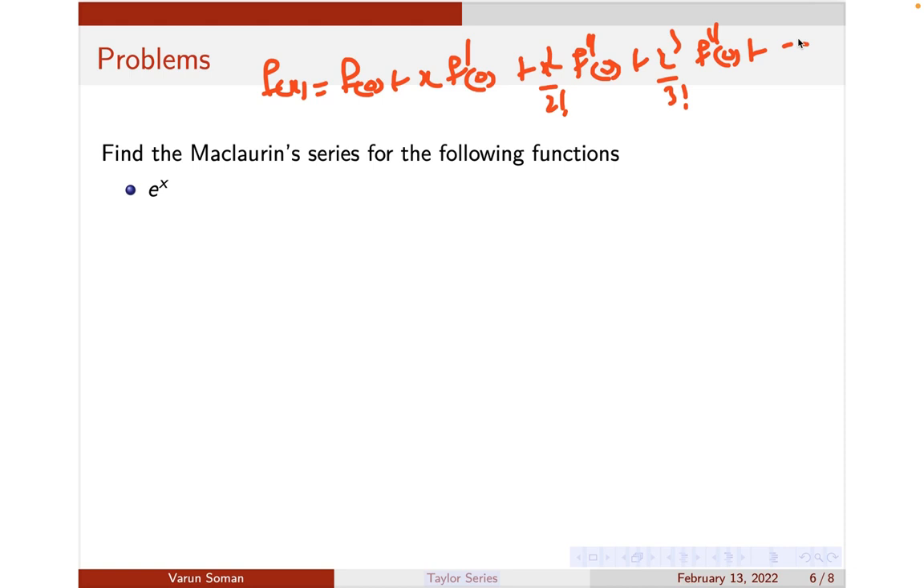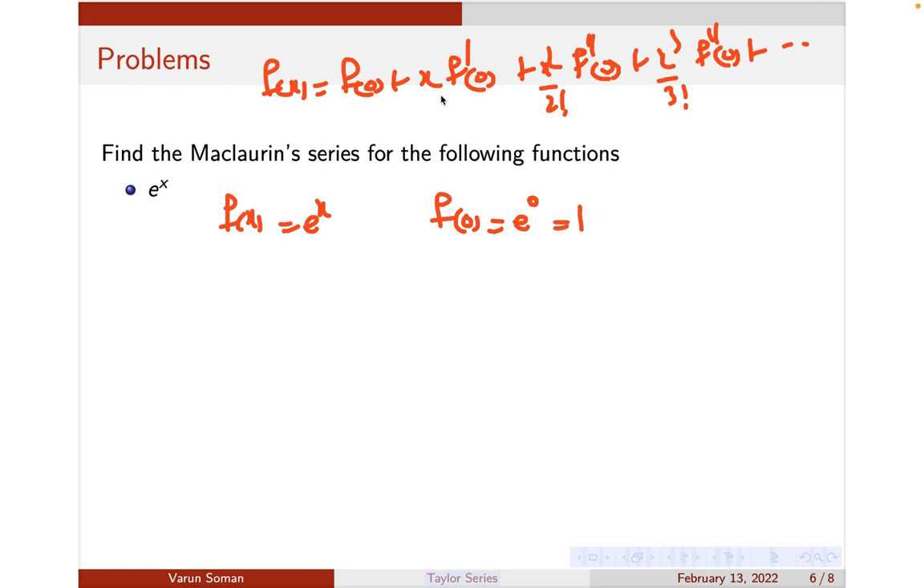Now let us try to find the Maclaurin series of e raised to x. This is the Maclaurin series, so you have to substitute into it. You have f of x, which is e raised to x. So I am going to substitute it here. What is your f of 0? f of 0 is e raised to 0, which is 1. Please write down with me, only then you will understand.